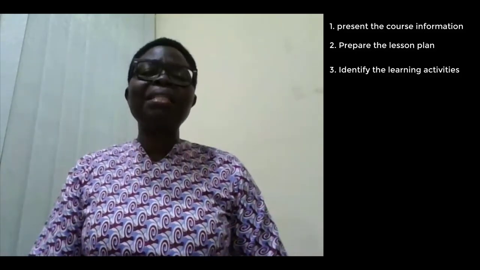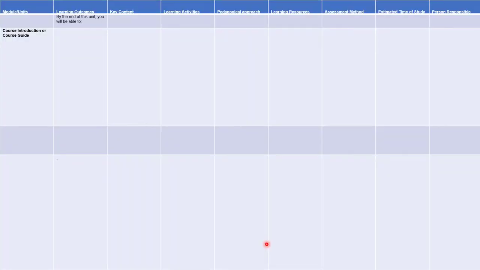Now, let us look at an example of a lesson plan. Here is an example of a lesson plan. Let's look at what we have here. We have the module or the unit or the topic you want to attend to. On the next one, you have the learning outcomes. Here we have the key content. The key content is derived from the learning outcome. You start with the learning outcome, and you may then have what we call subheadings. So from here, you derive it from here.